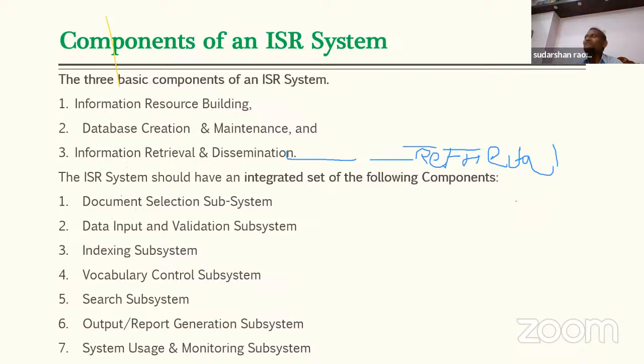So you have your own desires there. No, it should not really come in the way of that output generation. Okay. Then the system usage and monitoring subsystem. That means you prepare an ISR system with all the difficulty. How many are using? When are they using? Which particular information are many people asking for? Large numbers of people. How much demand is there for which particular subject in documents, etc.?